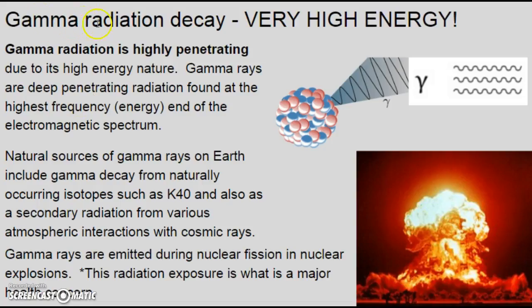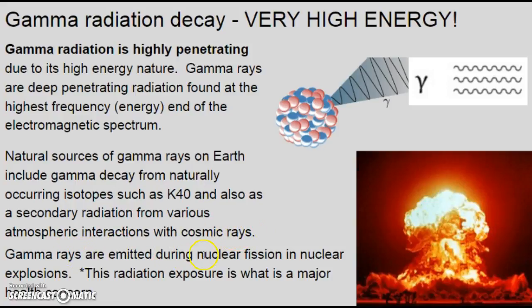So I got a short little ditty on gamma radiation. It's very cool, very, very high energy, and it's often represented here. Here's your symbol for gamma. High energy. So gamma radiation is highly penetrating due to its high energy nature. Gamma rays are deep penetrating radiation found at the highest frequency or energy at the end of the electromagnetic spectrum. Natural sources of gamma rays on Earth include gamma decay from naturally occurring isotopes, such as potassium-40, and also secondary radiation from atmospheric interactions with cosmic rays.